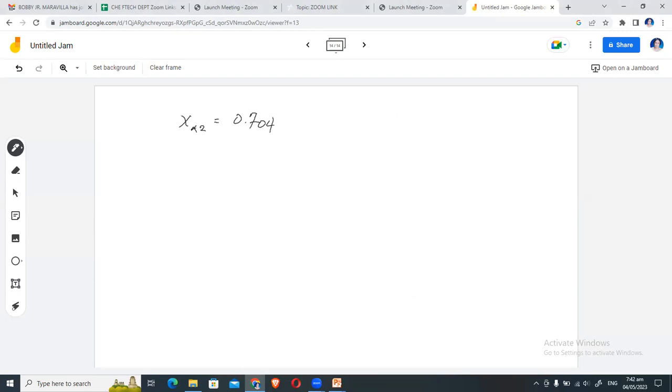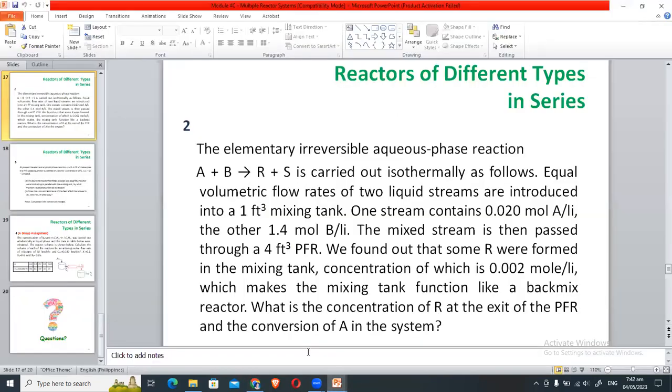As to the question given in the problem, let me read it again. It says, what is the concentration of R at the exit of the PFR and the conversion of A in the system? So meaning, what would be the conversion of A now considering the two reactors? So how would you determine the overall conversion of A in the system of the MFR and the PFR?